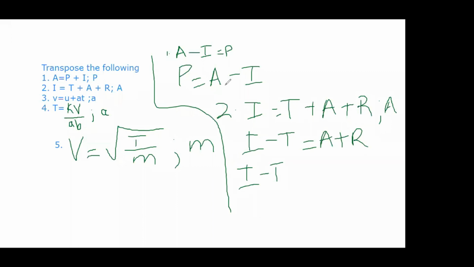I minus T minus R is equal to A, and A is equal to I minus T minus R. Great. Any questions? Anybody don't understand number 1 or 2?